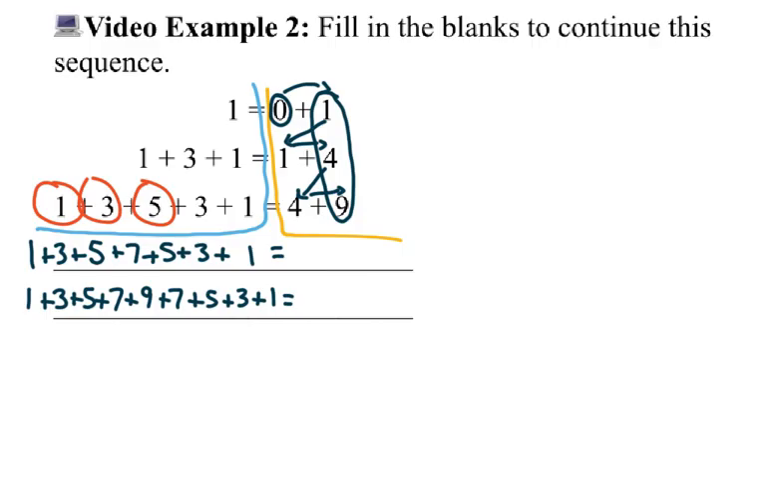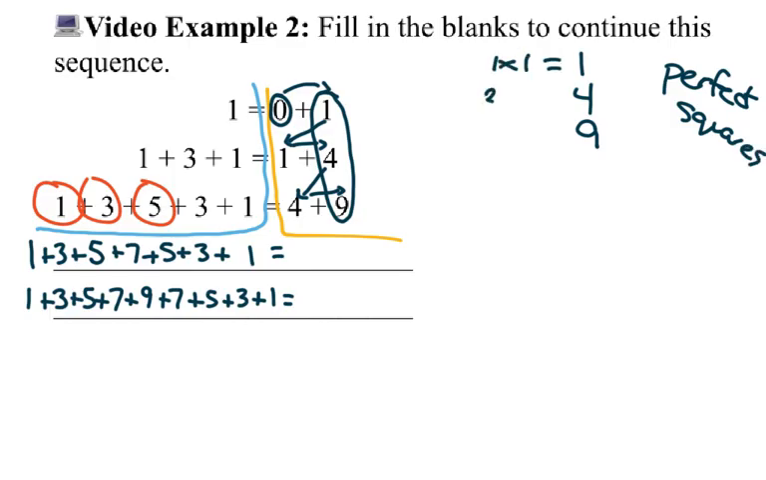Those original numbers, 1, 4, 9, are all called perfect squares. And perfect squares: 1 times 1 is 1, 2 times 2 is 4, 3 times 3 is 9, 4 times 4, the next one in our sequence, is 16, and 5 times 5 is 25. And so that's where those new numbers come from on the right-hand side of the equal sign.